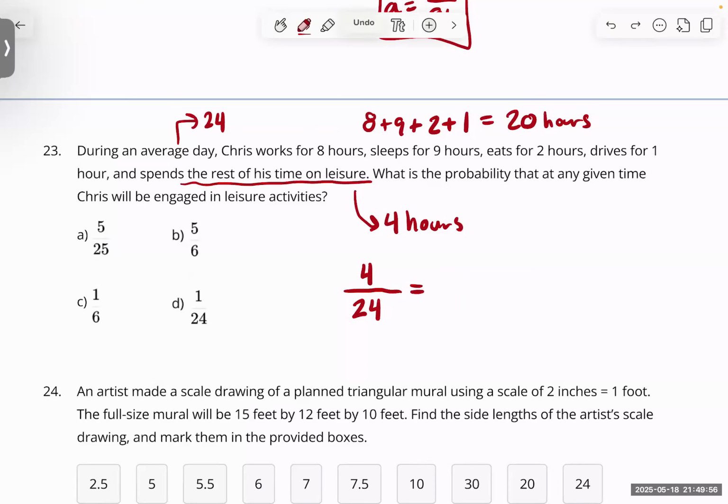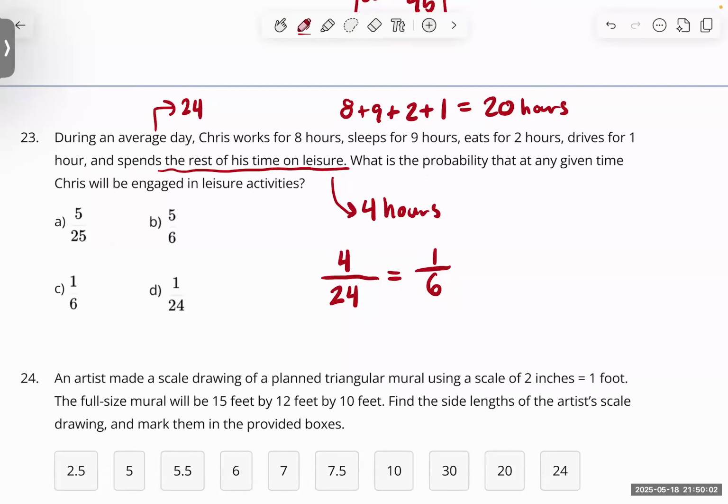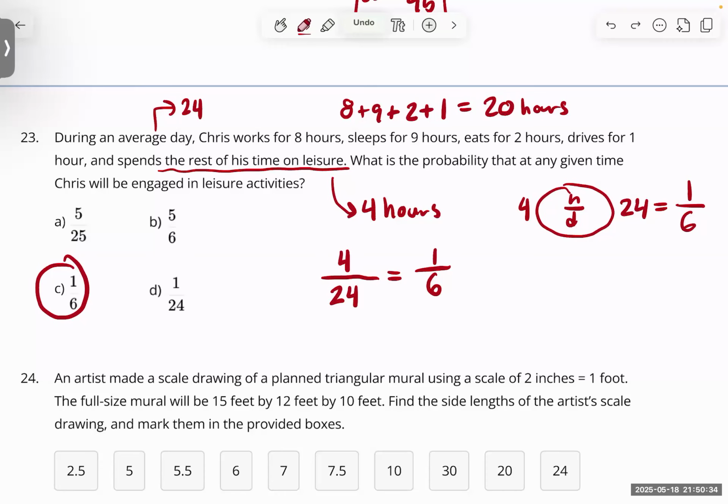If you don't know that right off the bat, that's okay. Just do it in your calculator. Type in the number 4. There's a button on your calculator that says N over D. Click that button and then type in 24. And when you press enter, it'll simplify it for you into 1/6. Again, be sure to master how to use that calculator because it can really go a long way for solving a lot of these problems. So the answer is 1/6. And you can see that A is a bogus answer because we don't have 25 hours in a day.